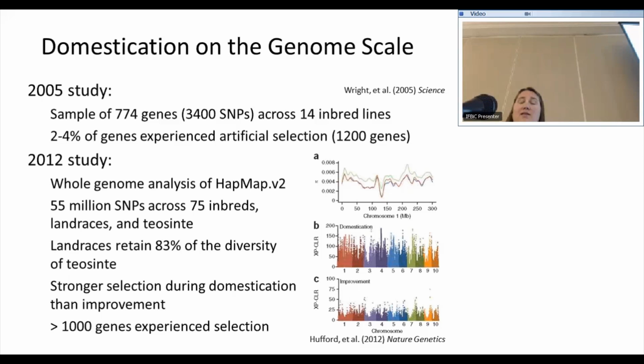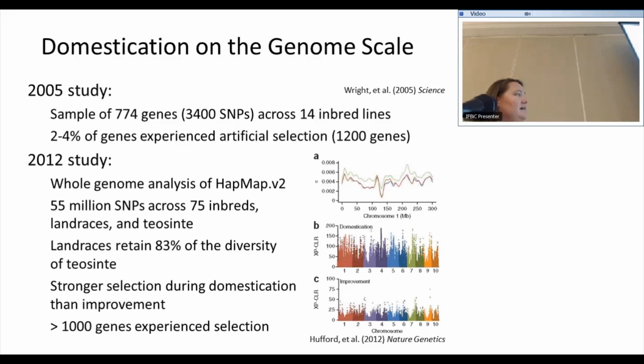Okay, if you interpolate this to 50,000 genes in maize, this is over 1,000 genes that are responsible for differences between teosinte and maize. That's very different from that original number of 5. And then recently, in 2012, the group came up with a whole genome analysis of the HapMap version 2. I talked about this before, looking at these 55 million SNPs across maize, landraces and teosintes, and they've identified a number of key findings here.